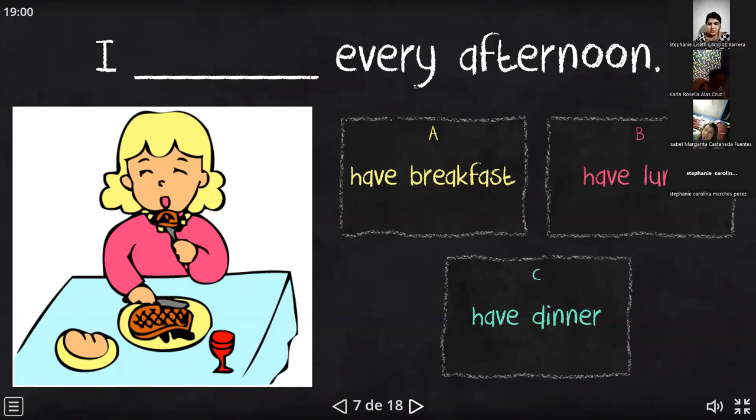Okay. What other verbs could we use to say that you have lunch? I have lunch. Eating lunch. I eat lunch. Or take. I take. Okay. It can be I take breakfast, or dinner, right? It applies to all three meals. Okay, good.